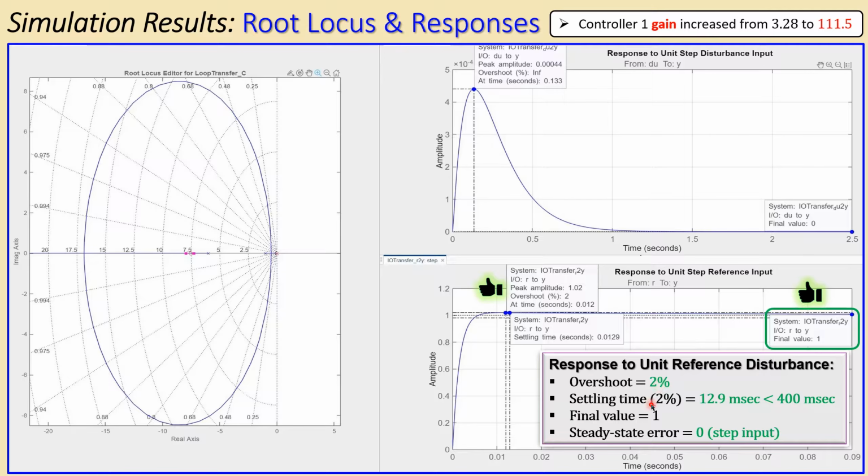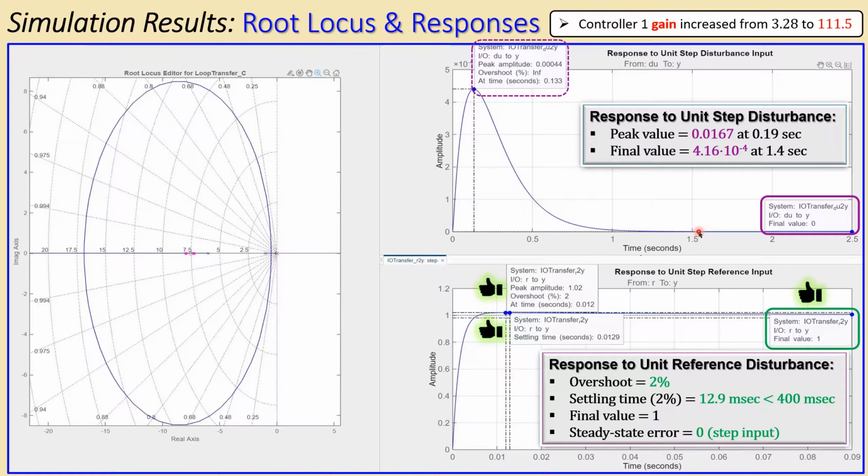And you can also see that the amplitude of the disturbance response is also much smaller. It is 44 times 10 to the power minus 6, which is much smaller than what we had before. And again, the value decreases very close to 0 for the disturbance in approximately 1.4 or 1.5 seconds. Again, less than 2 seconds.